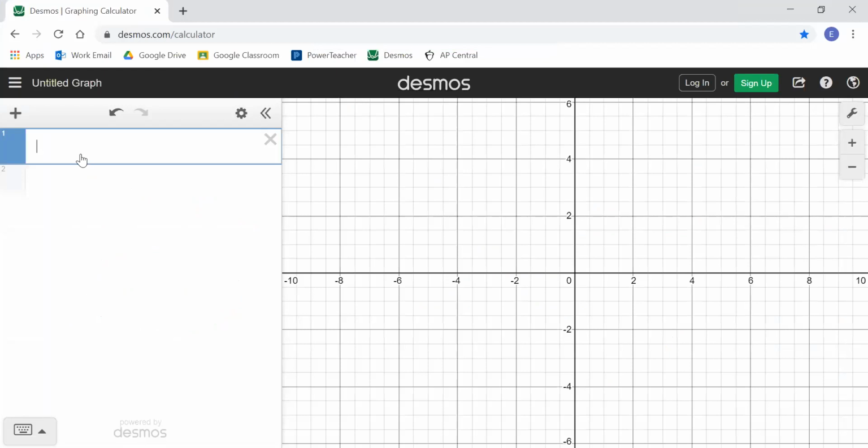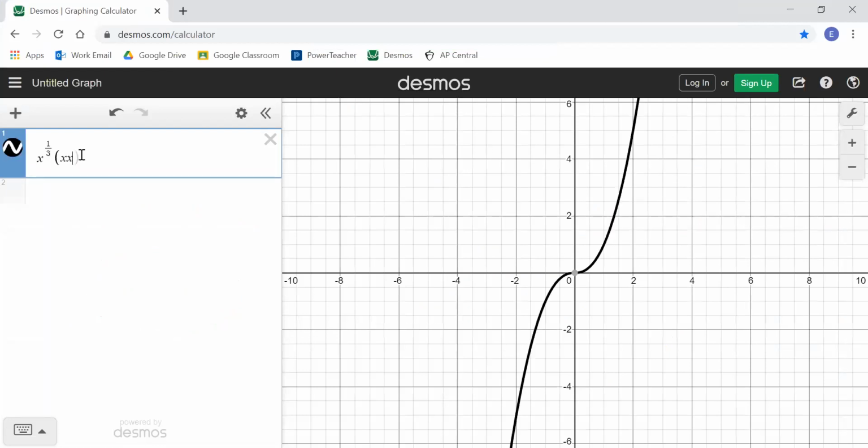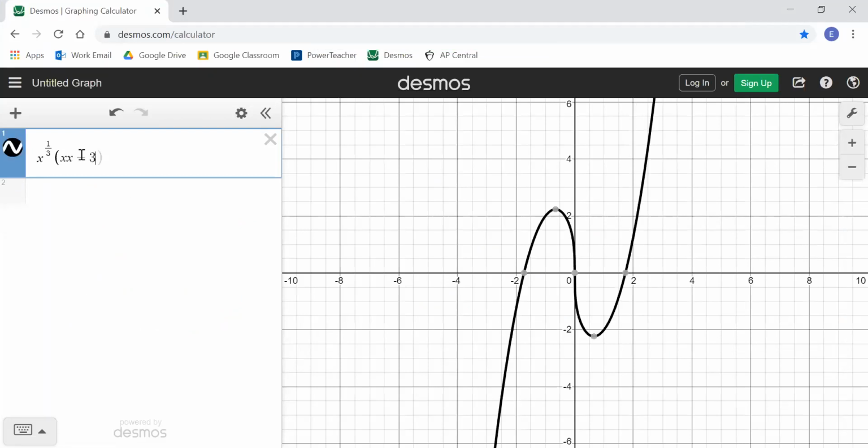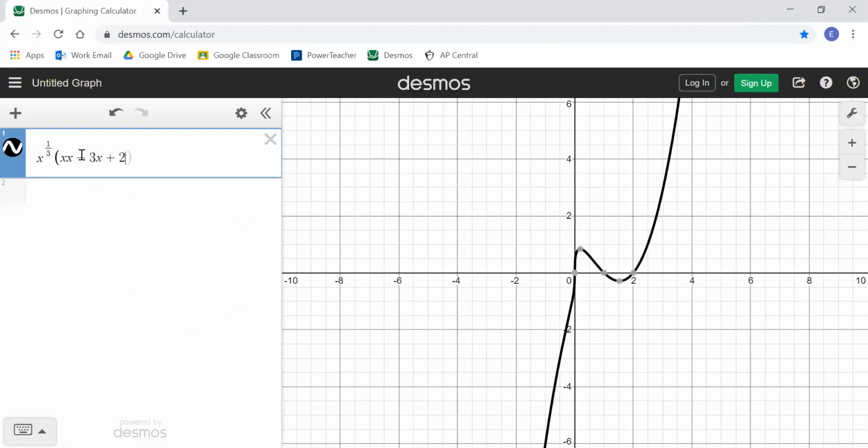What was our original function? x to the 1/3, right? Times, what was it? x squared plus 2x minus 3 or something? I don't know. Yeah, x squared minus 3x plus 2. I knew there was a plus and a minus and a 2 and a 3, I just couldn't remember what they were. So this was our function.